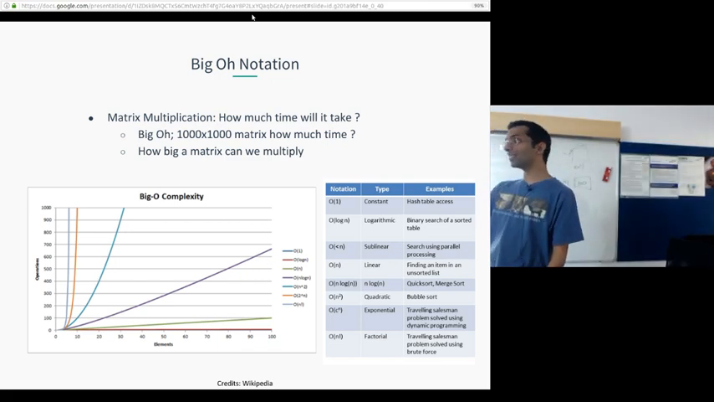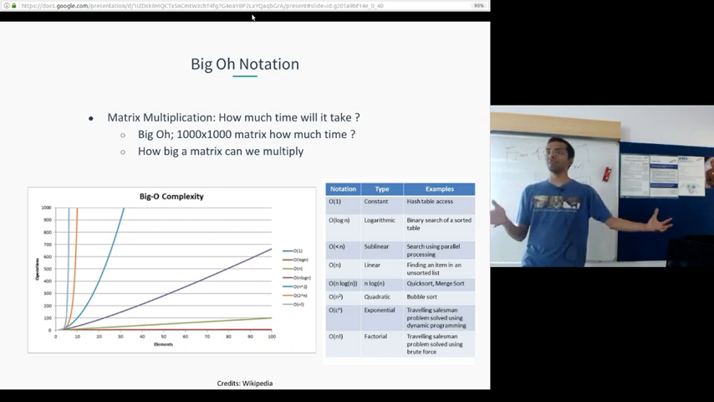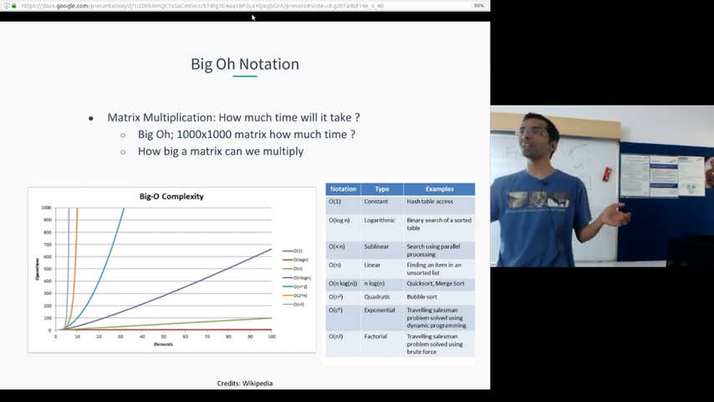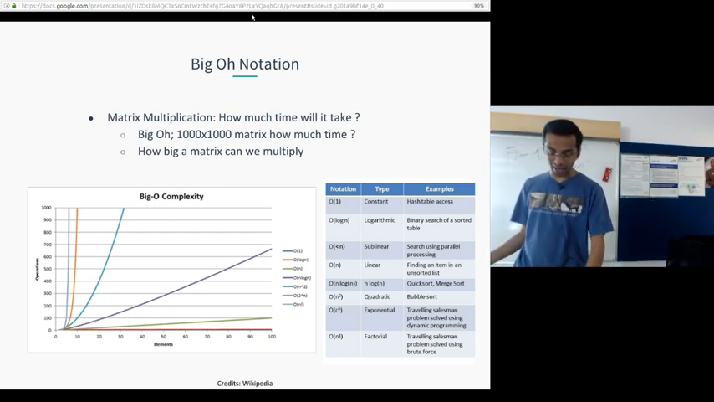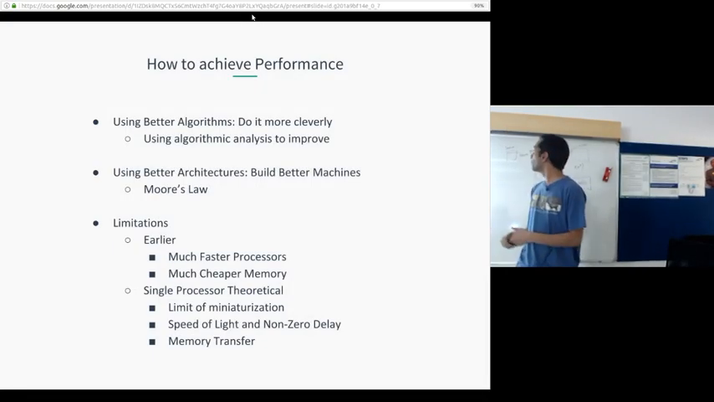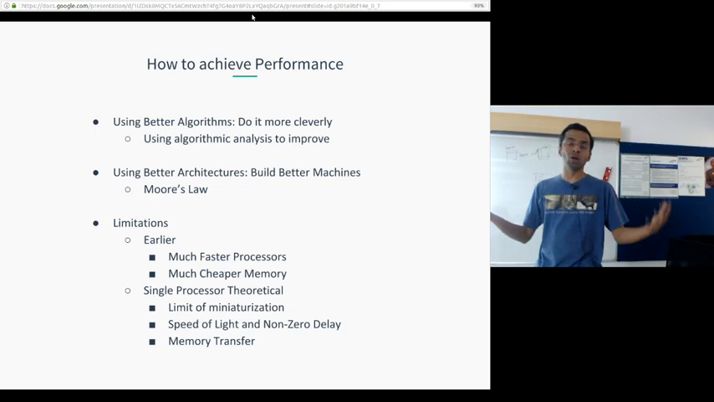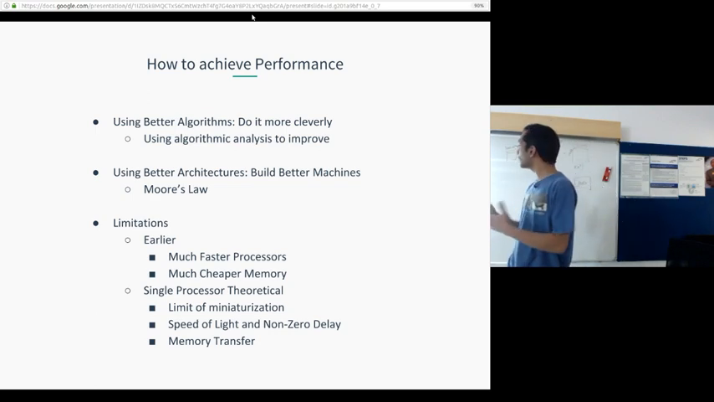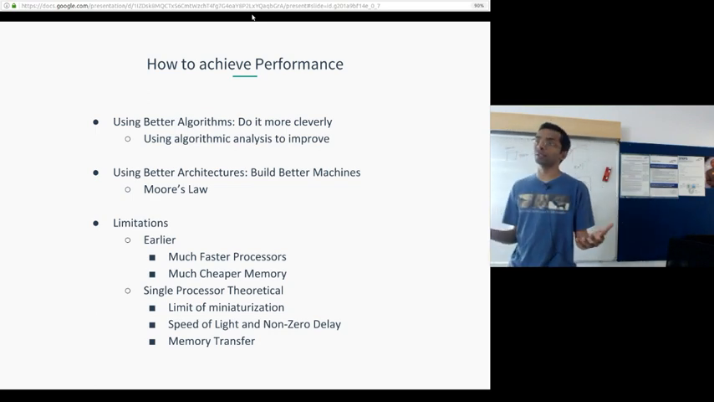So one is algorithmically, and the other is architecturally. Either you can have better algorithms to do it more cleverly, using algorithmic analysis to improve it. Or secondly, you can have better architectures.